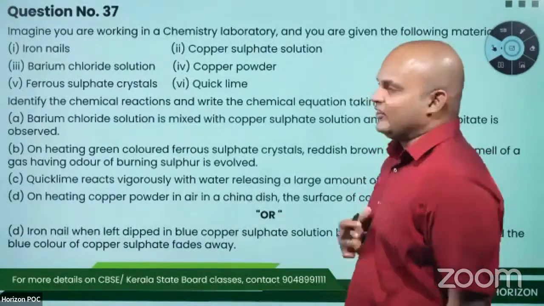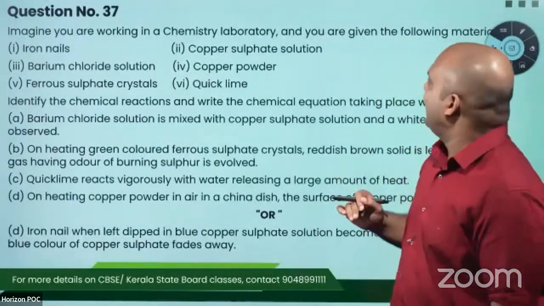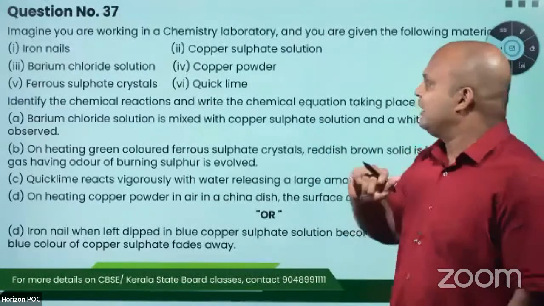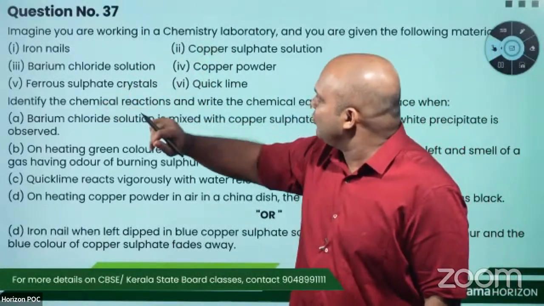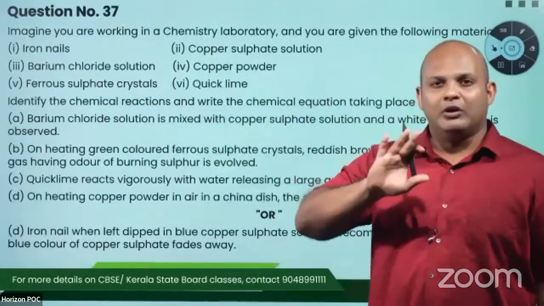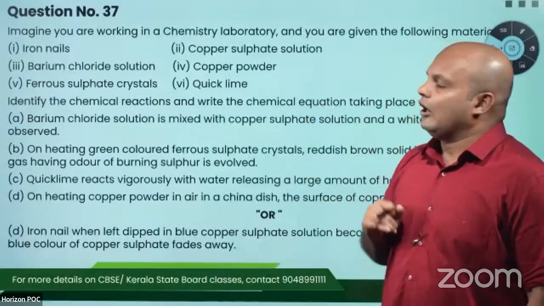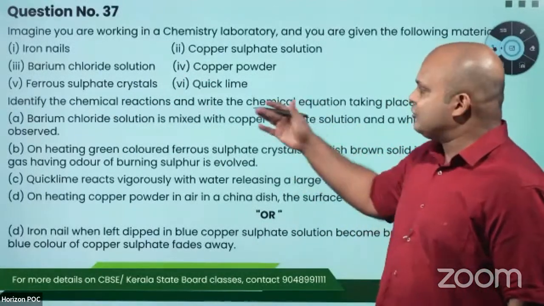Next question. This is a case study. Now, imagine you are working in a lab and you are given all kinds of cool stuff to play with. You have iron nails, copper sulfate solution, barium chloride solution, copper powder, ferrous sulfate crystals, quicklime. So you have a lot of stuff you can work with. Now, we have to identify the chemical reactions for each of these cases.